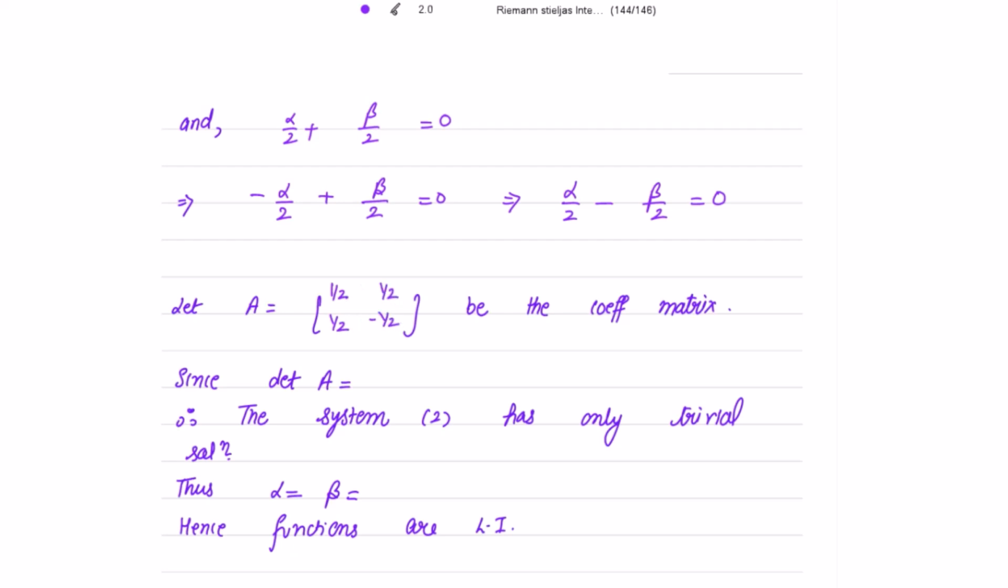You can also end up here with 1 by 2 and negative 1 by 2, 1 by 2 and positive 1 by 2 as the coefficient matrix. You can take any of these two cases. So A is equal to this, the coefficient matrix. What is the determinant of A? This is negative 1 by 4, negative 1 by 4, which is minus 2 by 4, which is minus 1 by 2, which is non-zero.